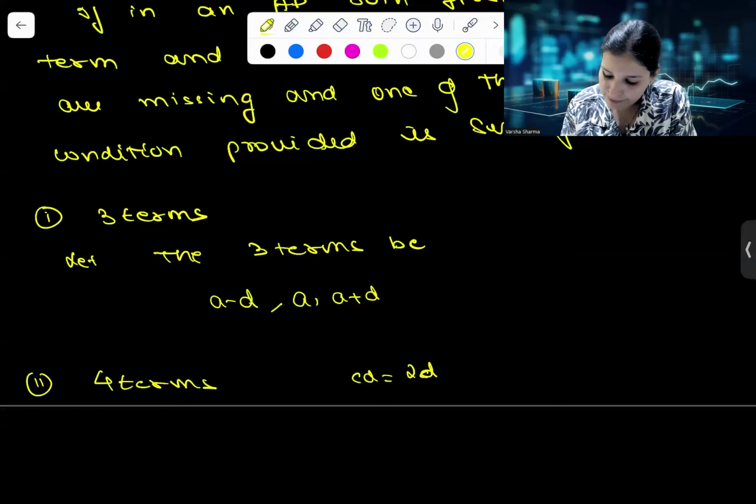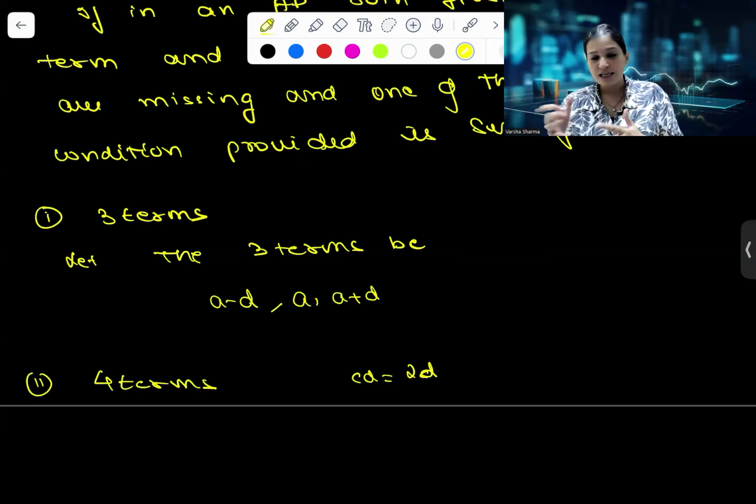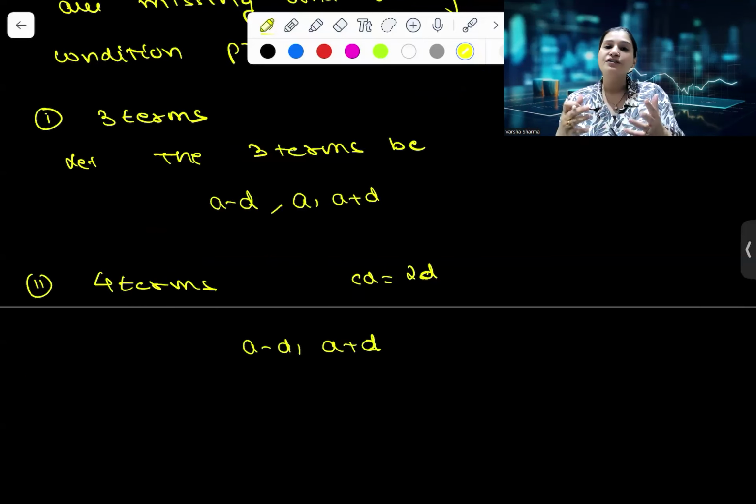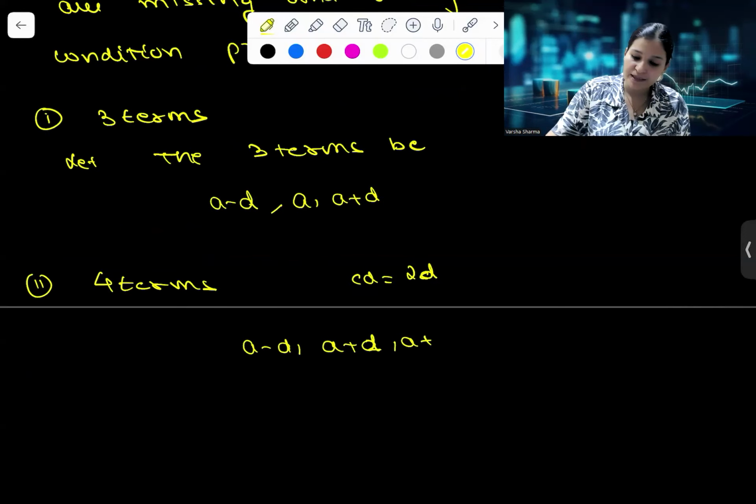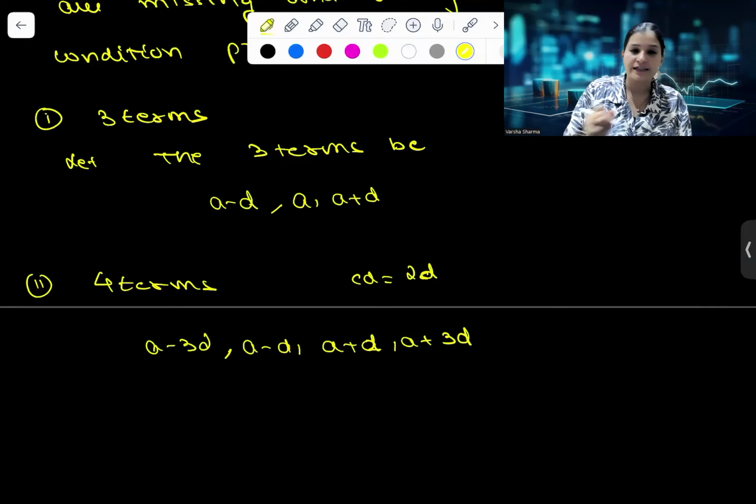So I'll remove A from between. A minus D and A plus D are my two terms. A minus D and A plus 2D are my two terms. And taking common difference 2D, we also have two more. Adding 2D here, I'll get A plus 3D. Subtracting 3D here, I'll get A minus 3D. So these four terms are in AP. There the common difference is twice of D, and if I add them, the D gets vanished, right?